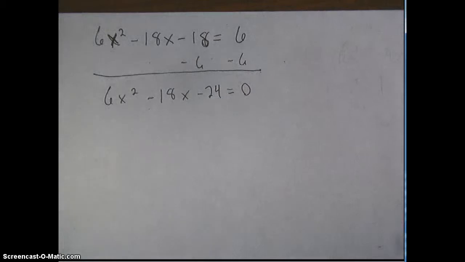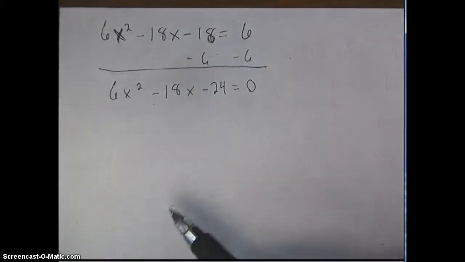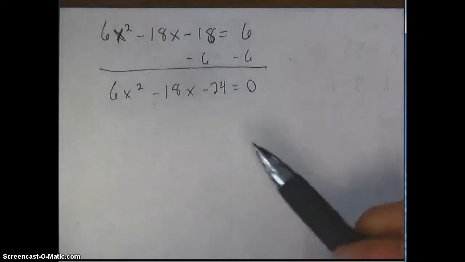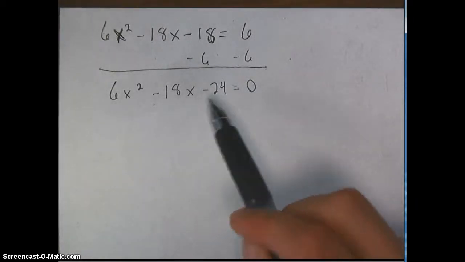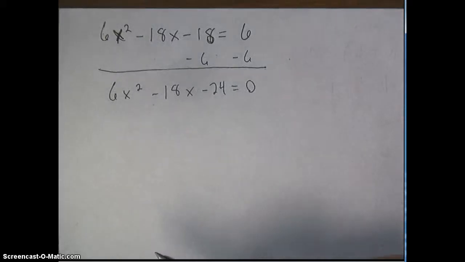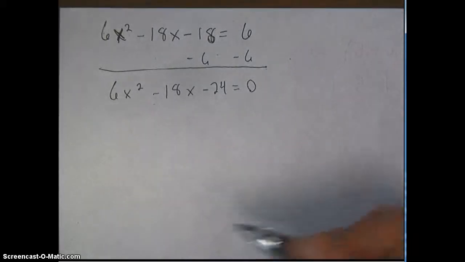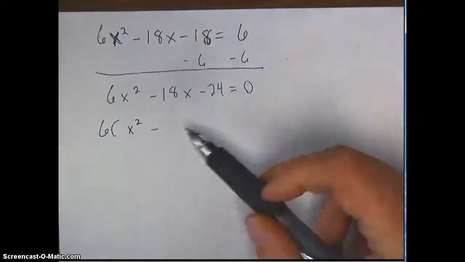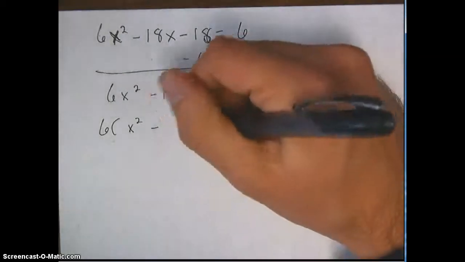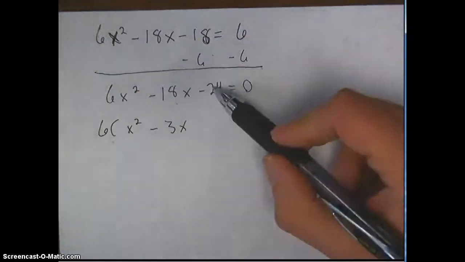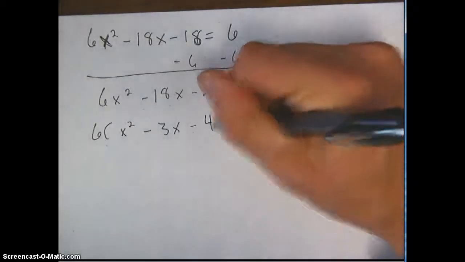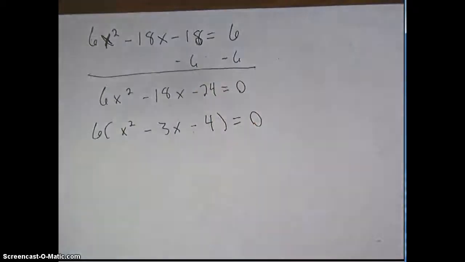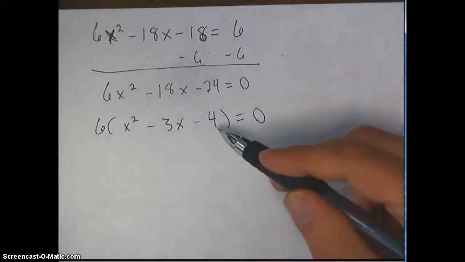Now you might be inclined to go ahead and do a times c right now, 6 times that negative 24. But that's kind of ugly. That's going to give me some numbers that aren't very pretty. But what I'm noticing is that all of these, the 6, this negative 18, this negative 24, are all multiples of 6. I could go ahead and factor out that 6 and rewrite this as 6 times x squared minus, well, 18 divided by 6, that's 3x, minus, 24 divided by 6 is 4, equals 0. So you see how I kind of took that ugly problem and made it a little bit prettier.